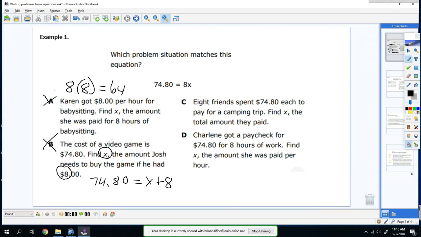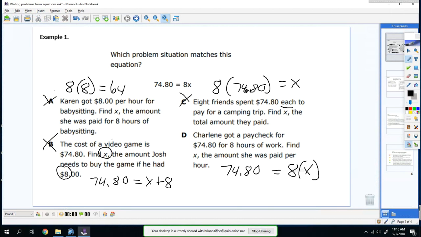Okay, 8 friends spent $74.80 each to pay for a camping trip. Find X, the total amount they paid. Well, if there's 8 friends and each of them paid $74.80, you multiply it together to give you X. That's not correct. Charlene got a paycheck for $74.80 for 8 hours of work. Find X, the amount she was paid per hour. So 8 hours of work times X for the cost per hour. Hey, that's correct. So you see how I wrote each equation out for each answer choice? That way you can figure out which one is correct.